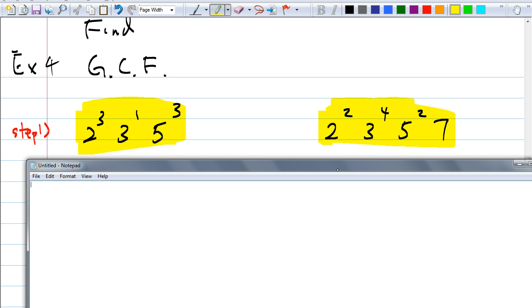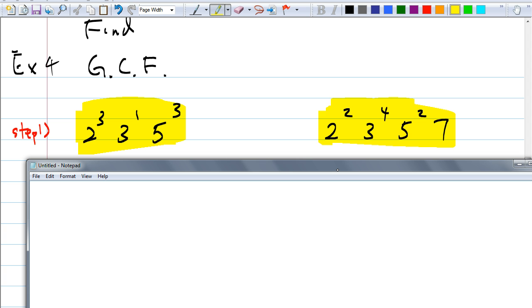Claire, what are the common factors? Just give me the common factors first. We'll do the exponents in a minute. You can see them, right? What are they? 2, 3, and 5. Exactly, 2, 3, and 5. It's easy to see because you could literally see it.